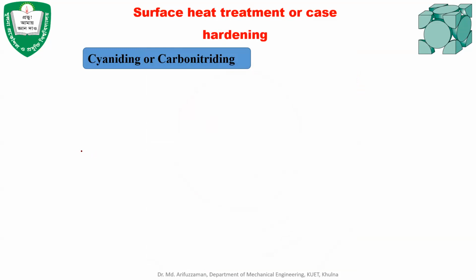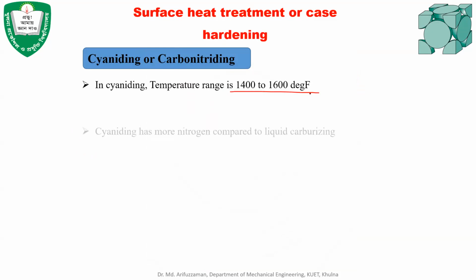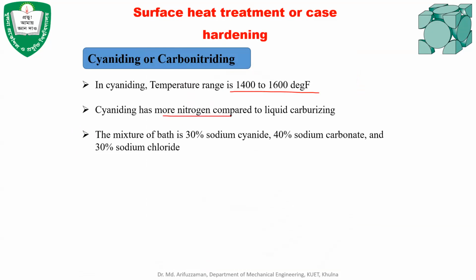And the last one is cyaniding. In the case of chemical reaction, the cyaniding temperature is between 1400 to 1600 degrees Fahrenheit and it has more nitrogen compared to liquid carburizing. In liquid carburizing, the metal surface has both carbon and nitrogen, but the carbon content is much higher than the nitrogen content. In the case of cyaniding or carbonitriding, the nitrogen content is higher than the carbon. Okay, so the mixture used for cyaniding is 30% sodium cyanide, 40% sodium carbonate, and 30% sodium chloride.